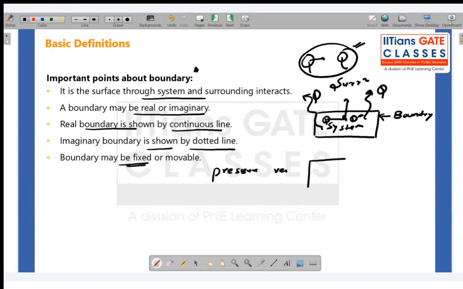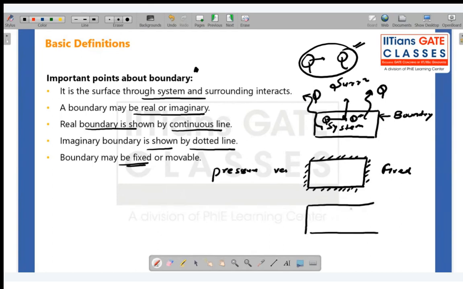Pressure vessel. Okay, like this. Now it has a fixed boundary. It is not going to move. Like a solid cylinder or something, it's a fixed boundary. So this is called fixed. It is not going to change.